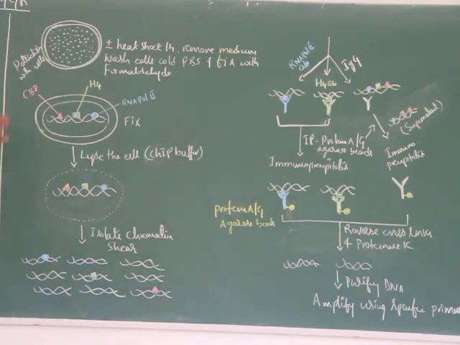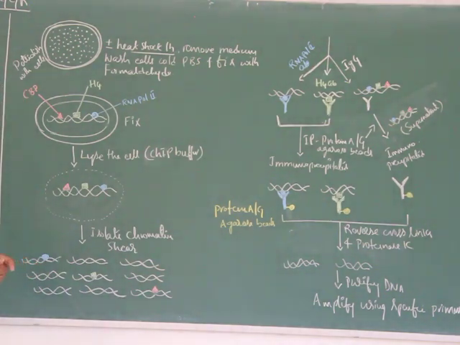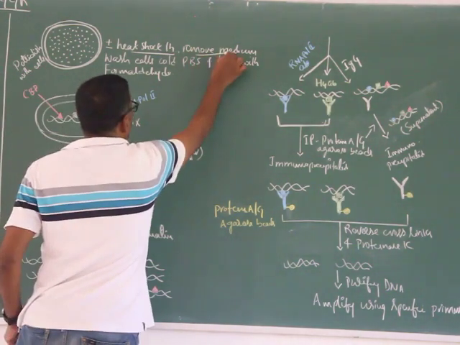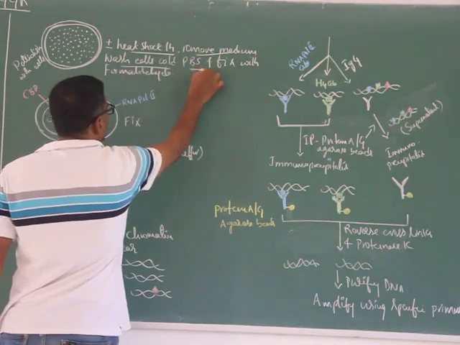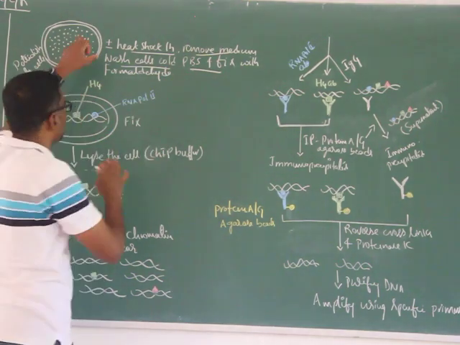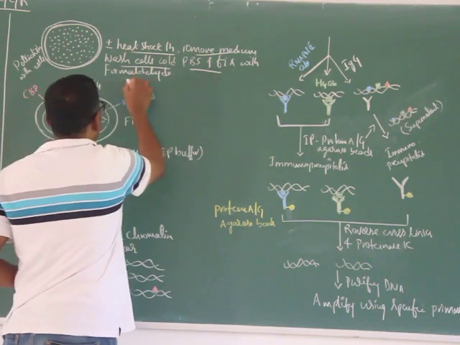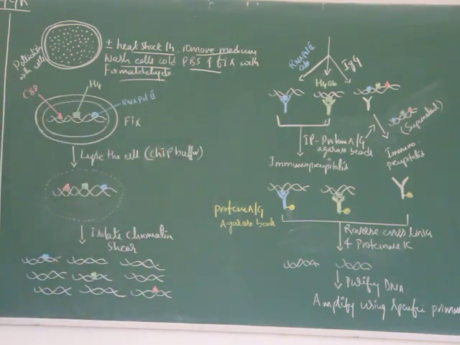Here they grow Drosophila cells in a petri dish with or without heat shock for 1 hour. Then remove the medium and wash the cells with cold PBS. Because the cells are attached, you can just add PBS, throw away the PBS, and fix with formaldehyde.